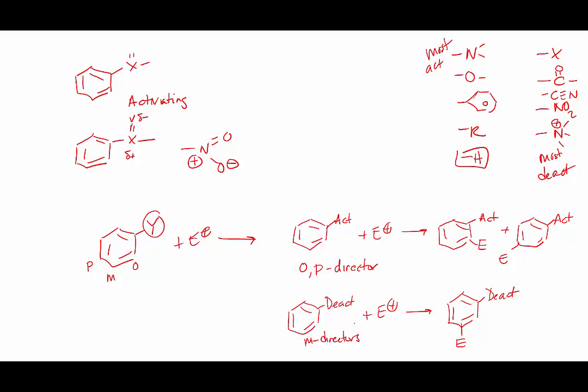Right. So activating groups are ortho-para directors, deactivating groups are meta directors. So we have to deal with the issue of why. Why do ortho-para directors direct ortho-para, and why do the deactivating groups do the opposite?